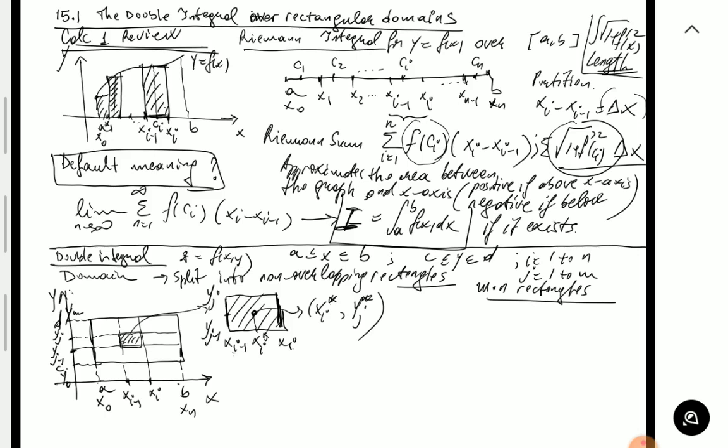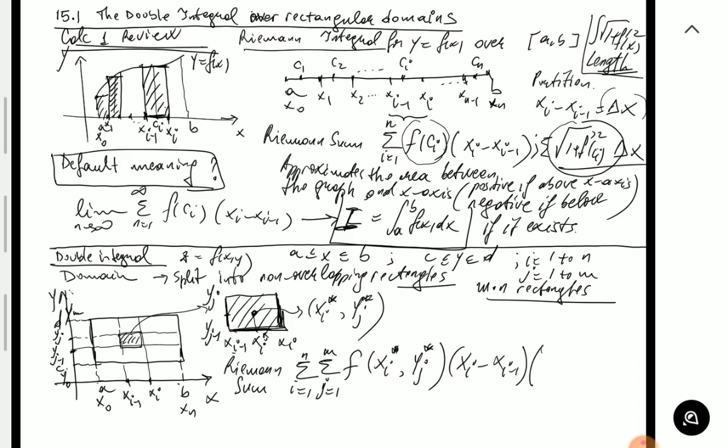Apart from that, the main idea is the same. The Riemann sum in this case is going to be a double summation by i and by j, up to m. What you sum up is the function evaluated at the intermediate point times the measure of each patch in the partition. The measure in this case is going to be an area. What is the area of the rectangle? Well, it's going to be the width, which is the distance between xi minus 1 and xi, times the height, which is the distance between yj minus 1 and yj.